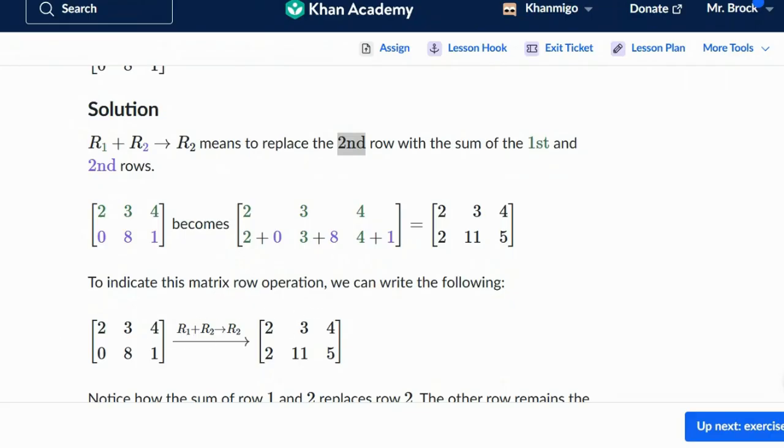So again, we may see it in between the matrices showing what happened to change this one into this one by adding the 2 together. So 0, 8, 1 becomes 2, 11, 5. But the first row didn't change.